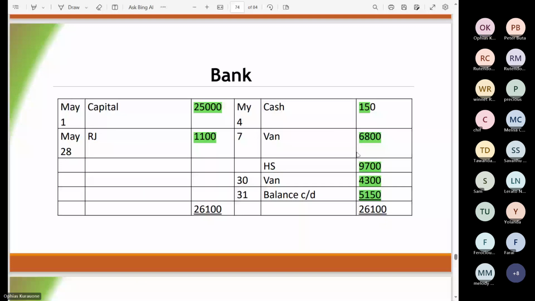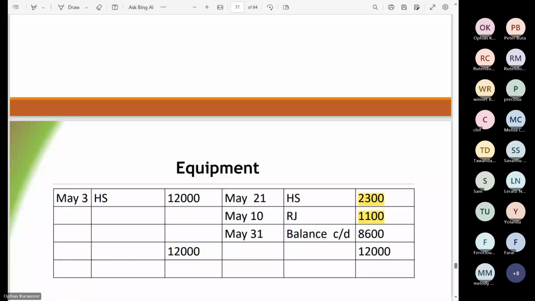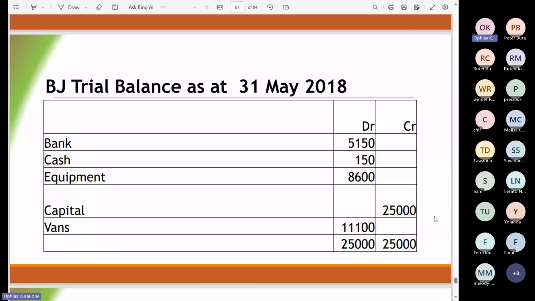We add this plus this, 26,100. Then we add this plus this plus this. Then we say 26,100 minus these figures. Then you get 5,150. That is what we are supposed to write on our trial balance. The balance is the same for cash and equipment. Capital here, this one's correct. Bonds correct. So that's what we're supposed to do.